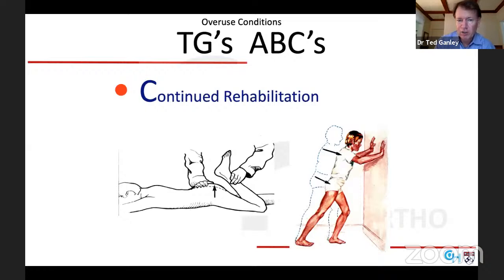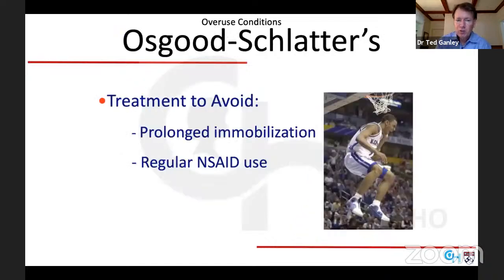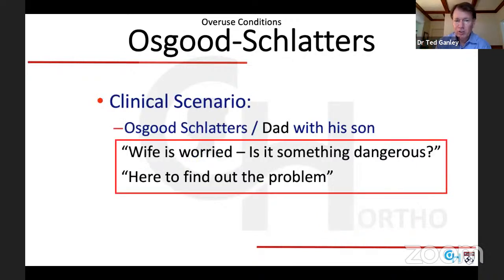I use the term continued rehabilitation. So they can work on flexibility. And I tell families, like a diabetic takes their insulin 3-4 times a day, I want them to do their flexibility, hamstrings, quadriceps, heel cords. Treatment to avoid prolonged immobilization, irregular anti-inflammatory use. And perhaps none of that is new information. I'll give a clinical scenario, however, that I've found helpful.